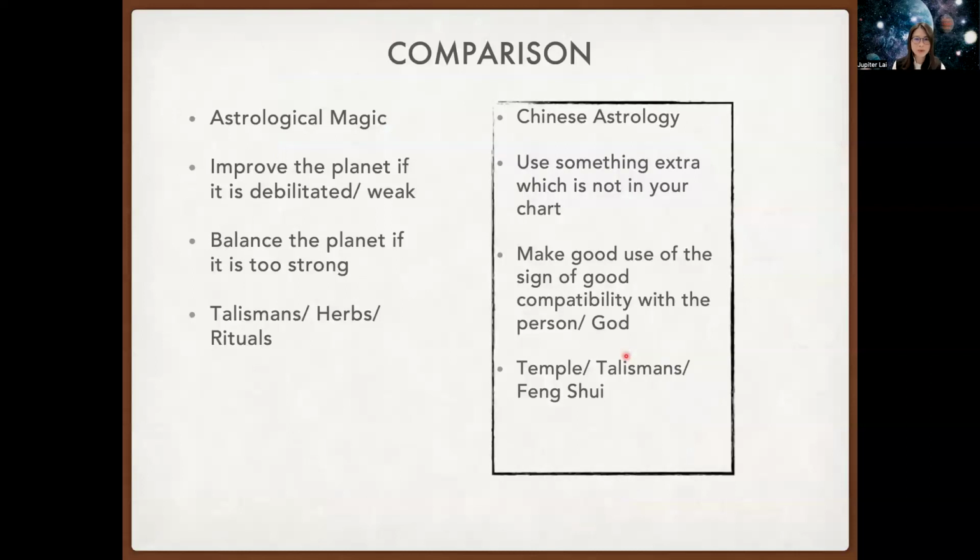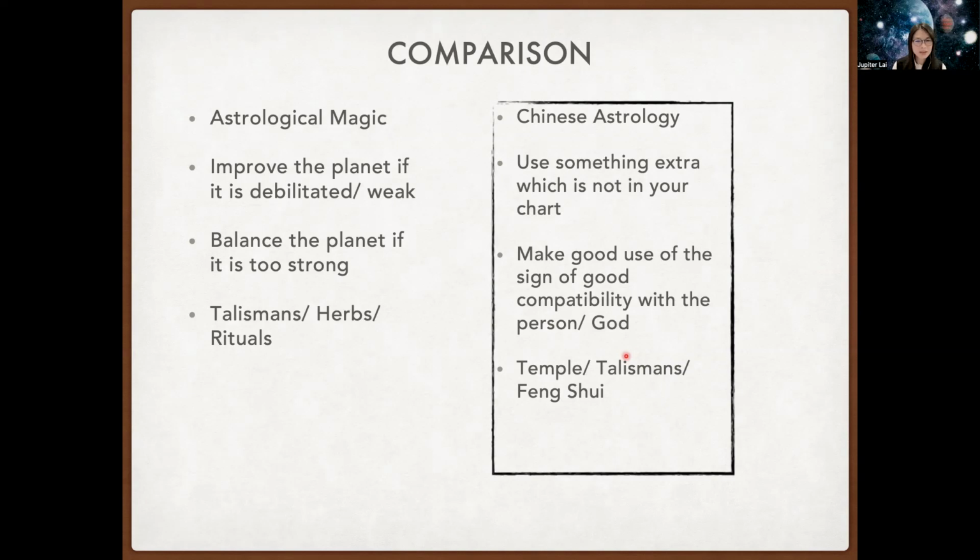So here now I want to compare Western astrology and Chinese astrology. How do we use remedies to balance the kind of bad luck or to improve the luck? This is very interesting because when I first learned Western astrology, then when students or clients asked me, what should I do or what should I wear to improve my luck?